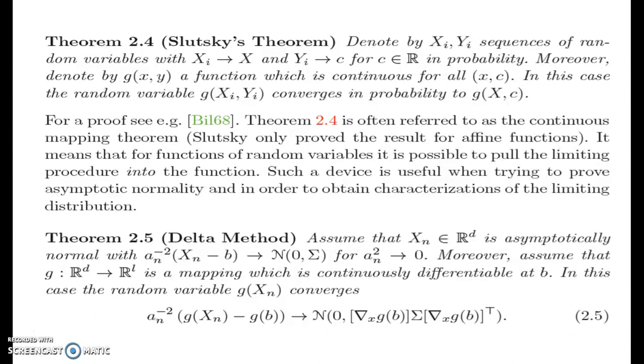In this case, the random variable g(xn) converges: a n to the power minus 2 times (g(xn) minus g(b)) converges to N(0, the gradient of g at b times sigma times the gradient of g at b to the power t). So that's the delta method that we came across. We have theorem 2.4, the Slutsky theorem, and we have the delta method.